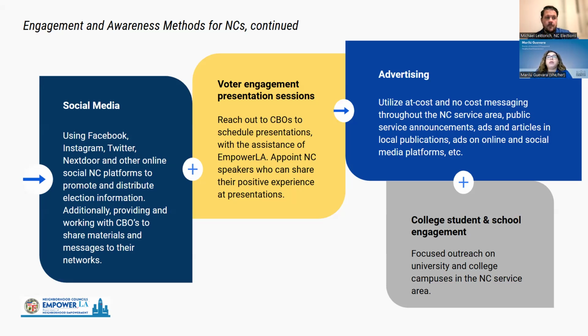There could be public service announcements, ads, articles in local publications. You all consume information in your community. If it's a newspaper that you regularly read, my sense is that others read it too, especially your neighbors. So consider reaching out to them, seeing if they have perhaps some ad space, or maybe they want to do a story about your neighborhood council.